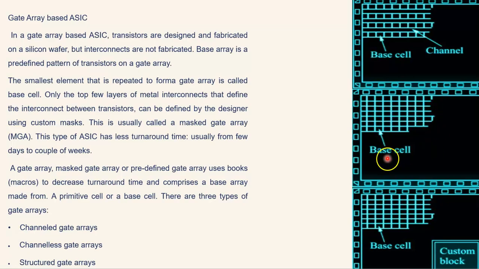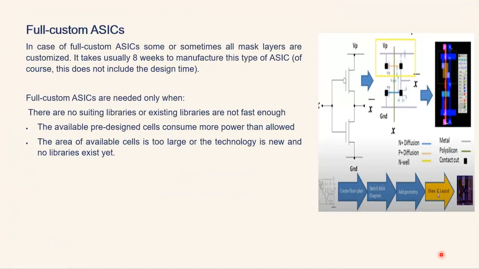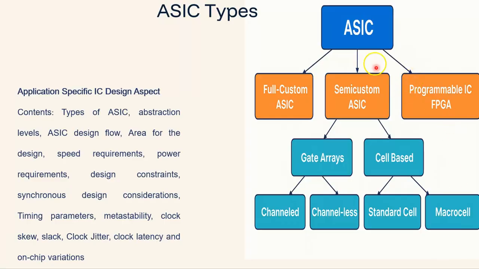What is the second diagram representing? No channels are there, only your base cells are present, right? What is the third diagram representing? Base cell is present along with the custom block. So these three types are which? Channeled, channelless and structured. So if we again go to the ASIC design types of ASIC, then channeled, channelless and you can call standard cell. Okay. So cell based ASIC, CBIC.